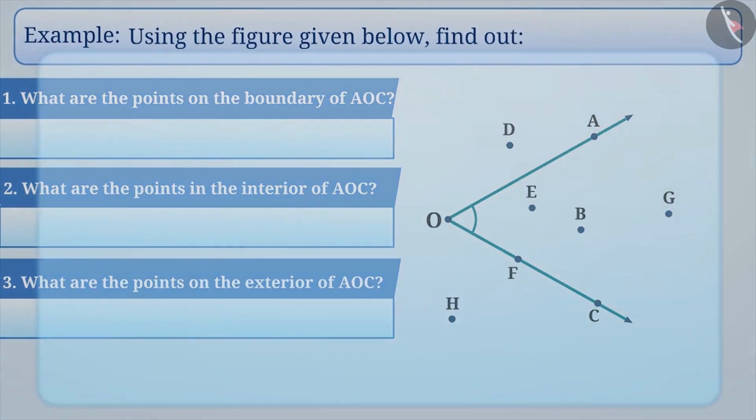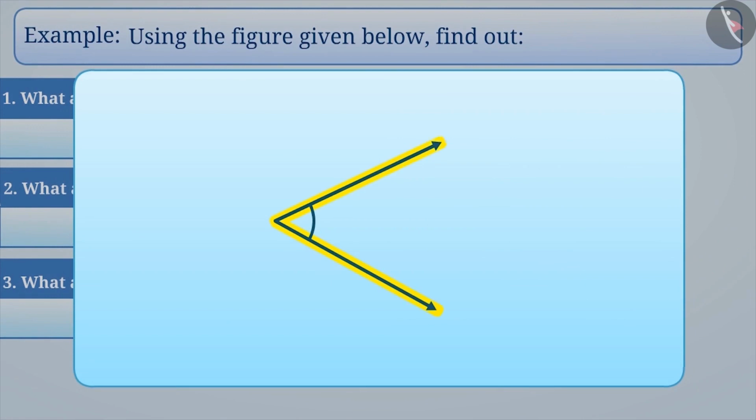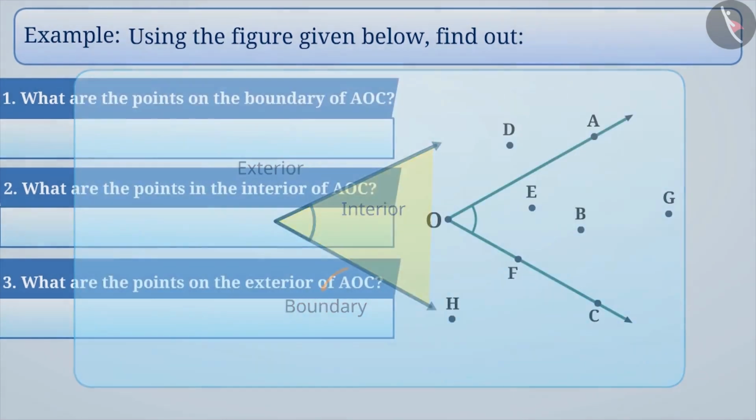In the previous video, we learned that the part formed by the arms or sides of the angle is called boundary. The part inside the boundary of the angle is called the interior of the angle, and the part outside the boundary of the angle is called the exterior of the angle. Let me solve the given questions based on this understanding.